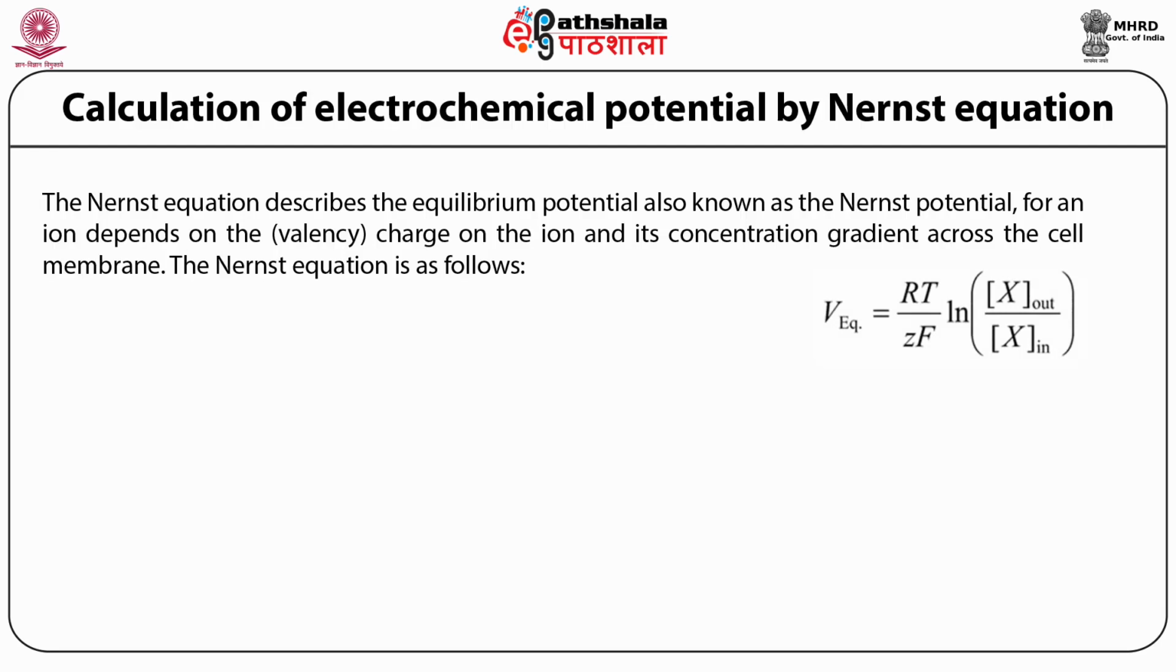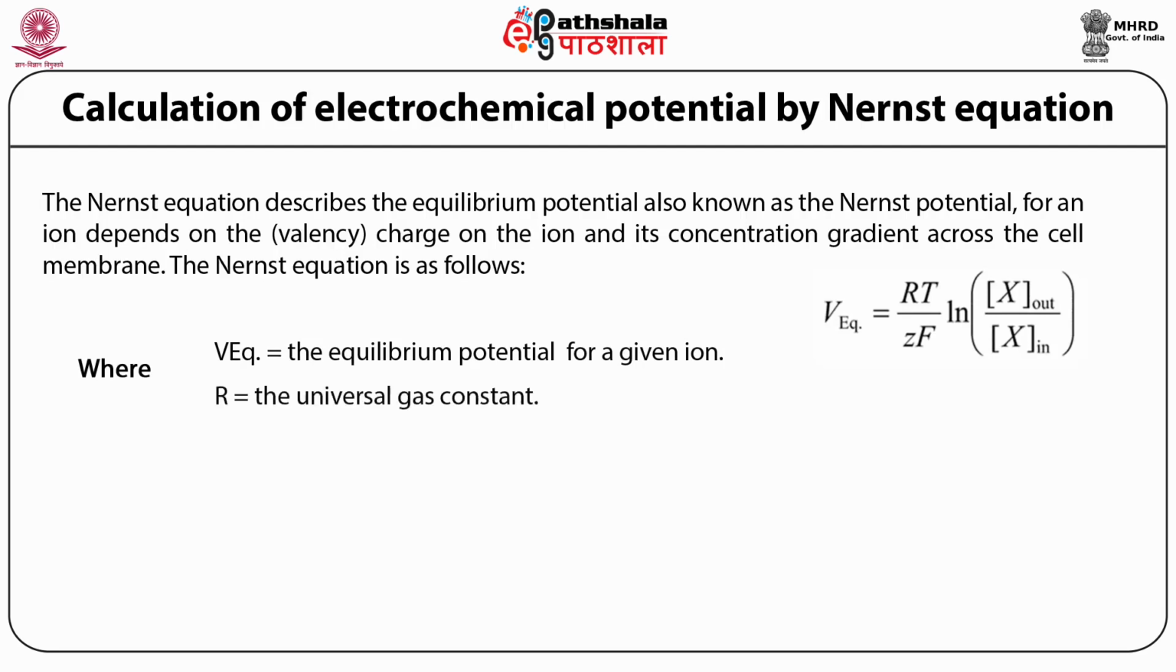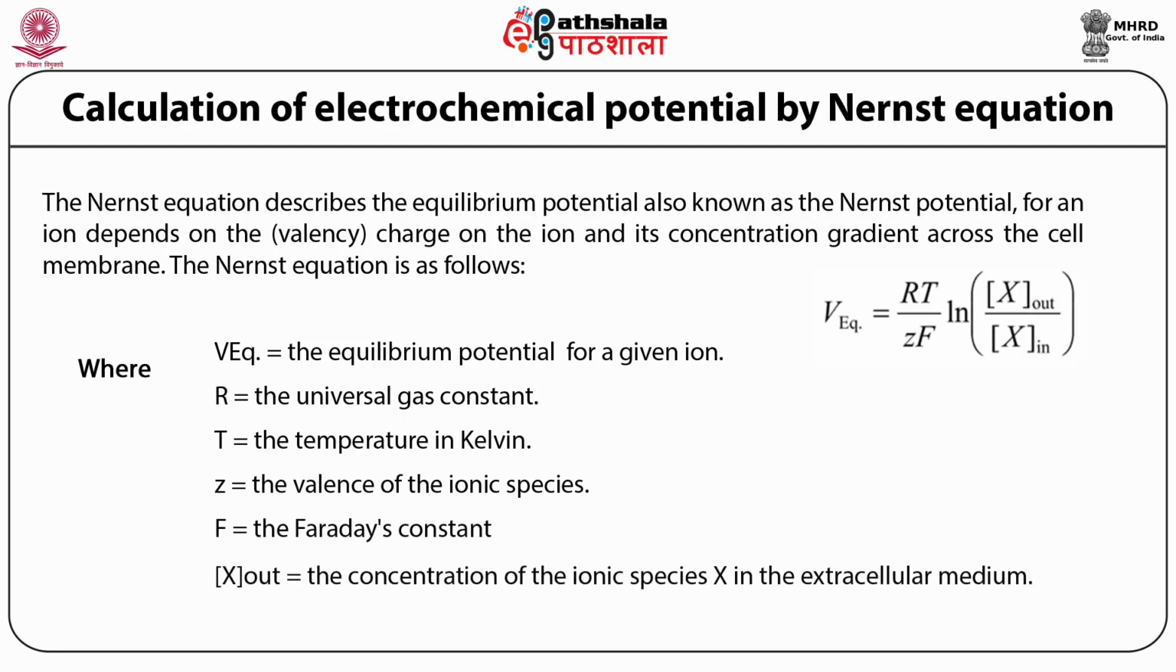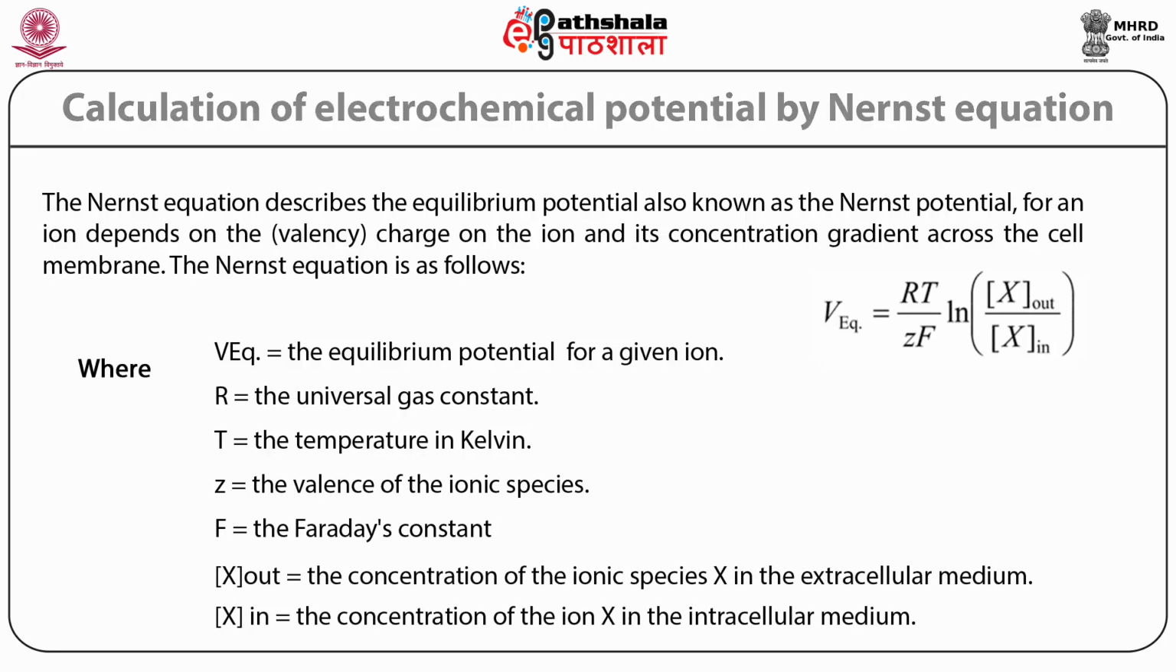VEQ, EQ meaning at equilibrium, is equal to RT by ZF ln [X]out divided by [X]in, where VEQ is the equilibrium potential for a given ion, R is the gas constant, T is the temperature, Z is the valency of the ionic species, that is +1 for monovalent cations and +2 for divalent cations. F is the Faraday constant. [X]out is the concentration of ionic species X in the extracellular medium. [X]in is the concentration of ion X in the intracellular medium.